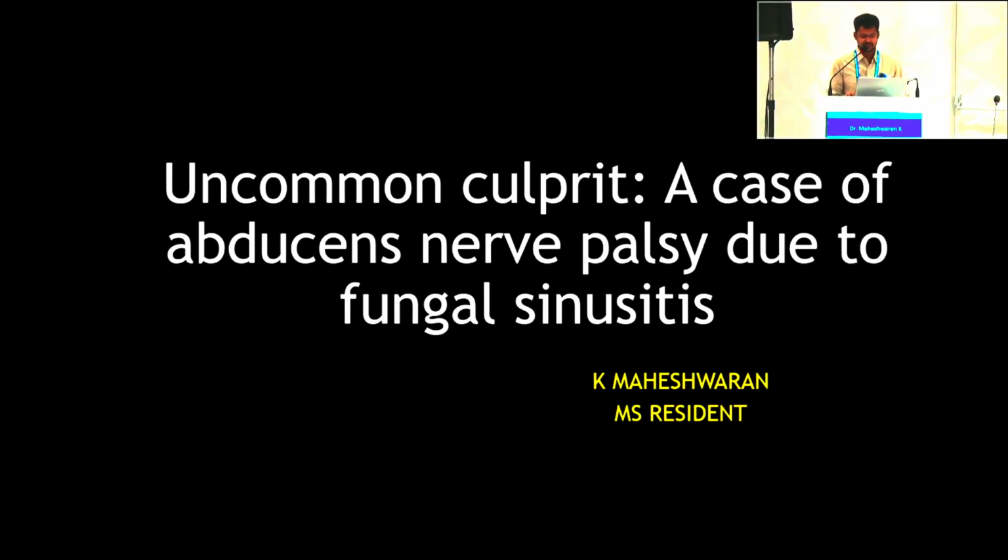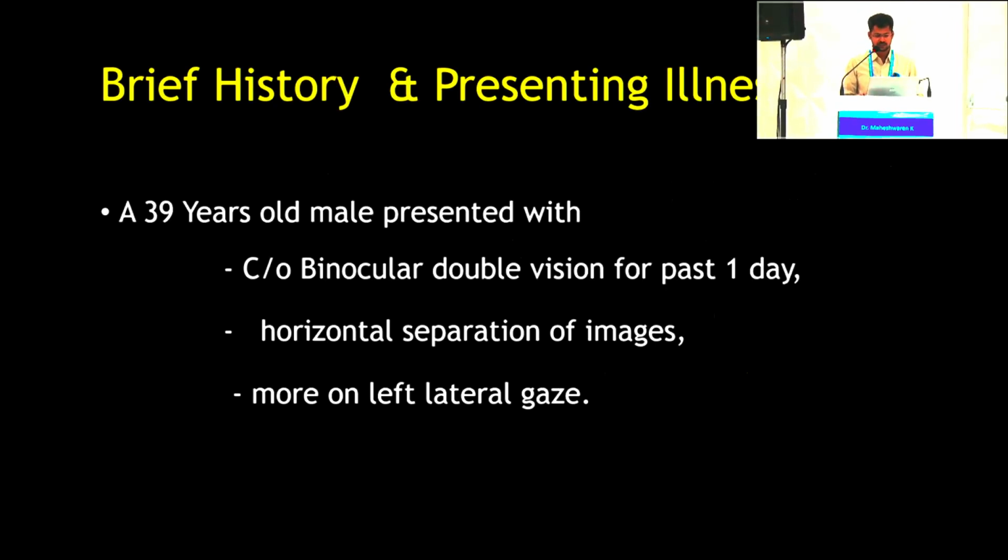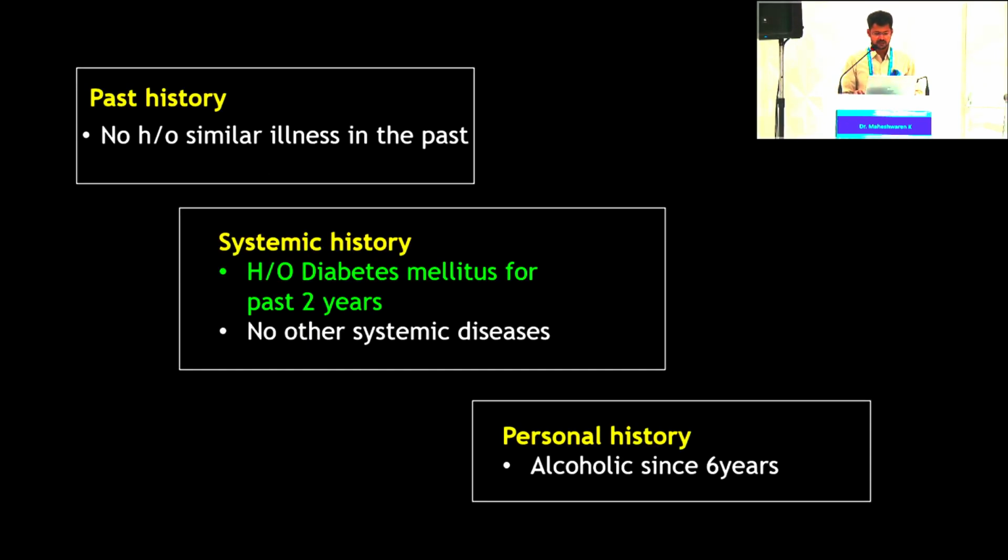I am going to present a rare case of abducens nerve palsy due to fungal sinusitis with cavernous sinus involvement. A 39-year-old male presented with complaints of binocular double vision for 1 day with horizontal separation of images, more on left lateral gaze. There was no history of trauma, defective vision, nausea, vomiting, and no history of previous surgeries. There was no relevant past history.